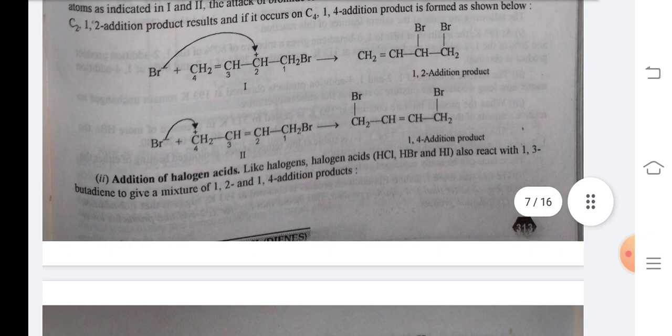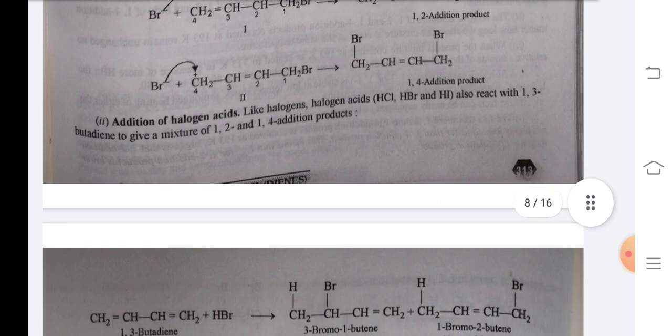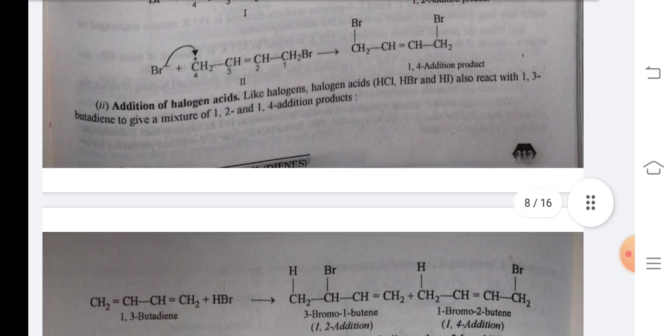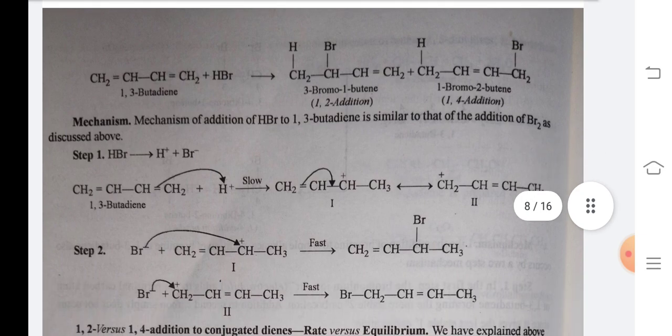Addition of halogen acids. Like halogens, halogen acids also react with 1,3-butadiene to give a mixture of 1,2 and 1,4 addition products. Mechanism. The mechanism of addition of HBr to 1,3-butadiene is similar to that of addition of Br2 as discussed above.